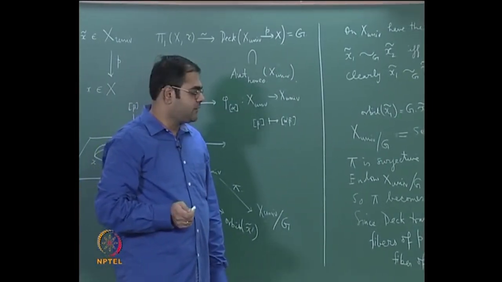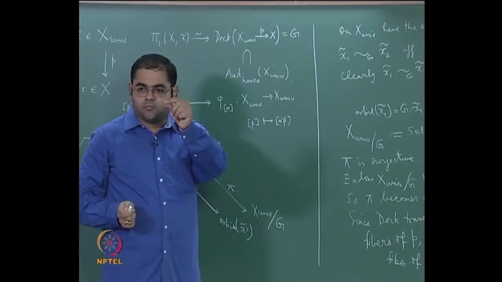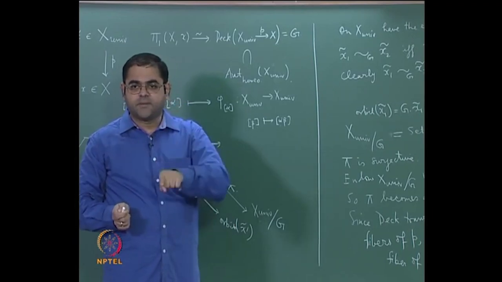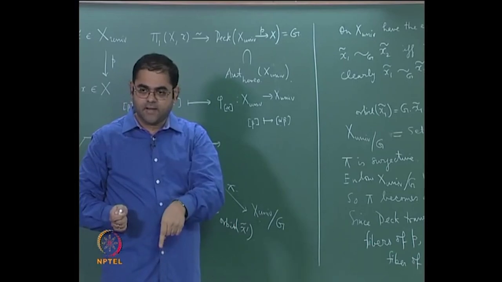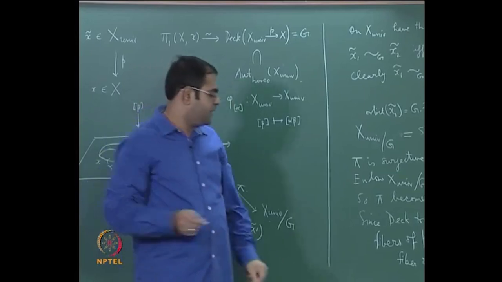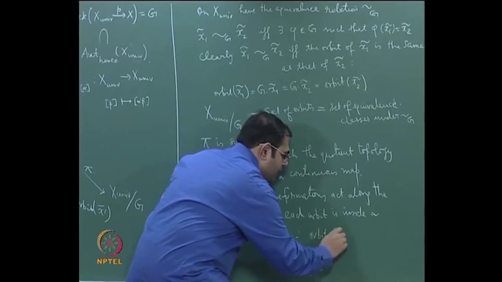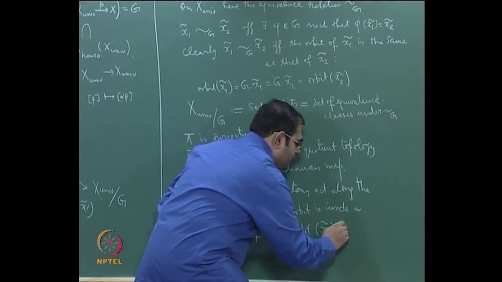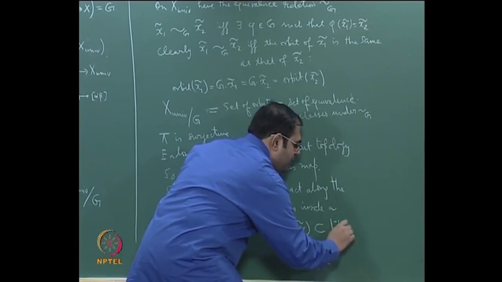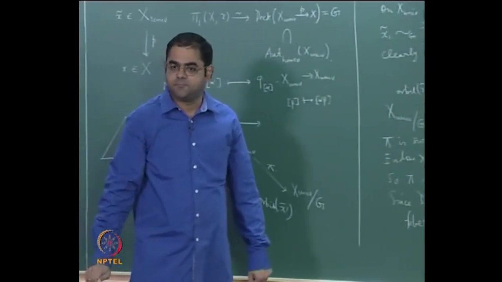Each orbit has to lie in a fiber, and the fiber of which point? Take the point whose orbit you are taking, take its image below and take the fiber over that point. It is lying in that fiber. So I can just say that the orbit of X prime tilde is going to be a subset of P inverse of P of X prime tilde. It is going to be in that fiber.